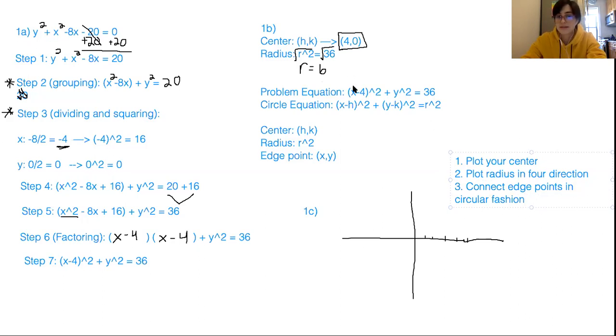Remember your radius is this 6. So you would go from your center, count 6 up, 6 right, 6 down, 6 left. And that's how you're gonna solve for question 1. Use this method to solve the rest of the problems in the problem set on your own. You got this.